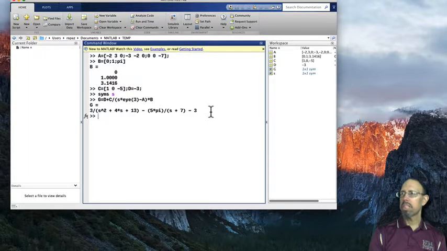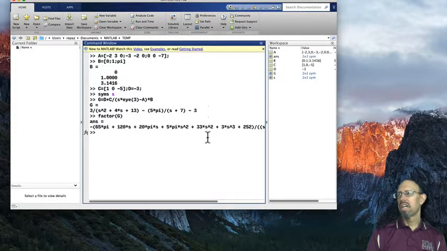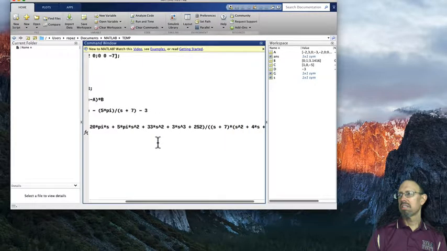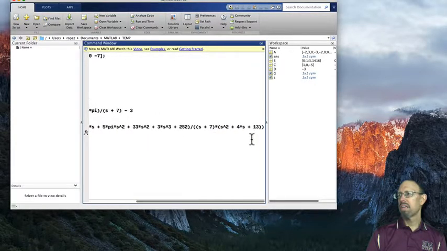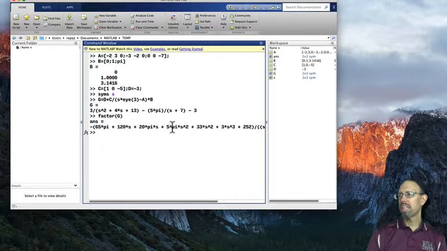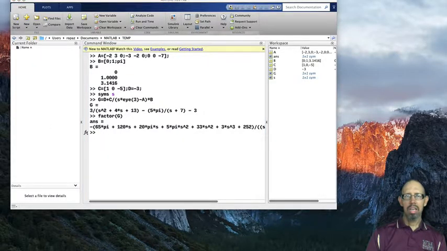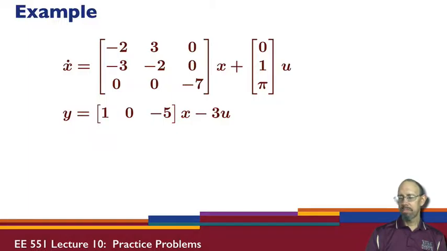We can put it all over a common denominator by saying factor G. And so that's what we get. So there's s plus 7, s squared plus 4s plus 13. And then there's all that other stuff that includes pi in it. So we can do this symbolically. Okay, well, let's go back to our slides.